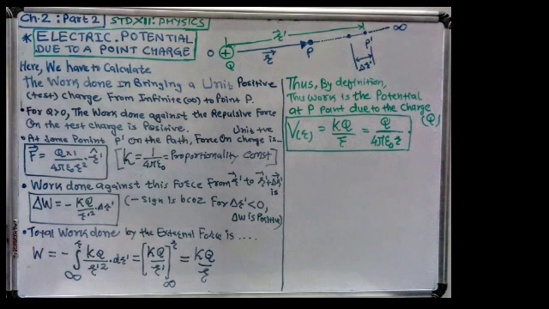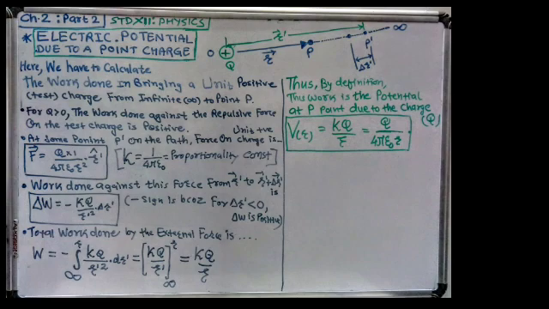So now we take the integration. W is equal to minus integral from infinity to r of dW. So it is given by minus integral from infinity to r of KQ upon r dash square dr dash, which is equal to KQ upon r dash from infinity to r, equal to KQ upon r. This is our simple integration method. So we get the total work W as KQ upon r.